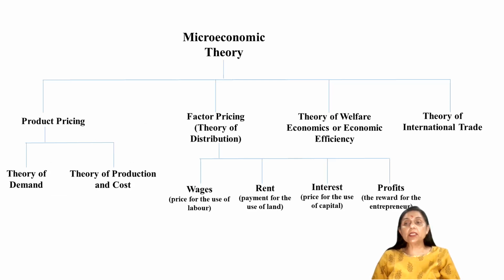When we talk about the various concepts of microeconomics, you can see here microeconomic theory covers product pricing, factor pricing, that means theory of distribution, theory of welfare economics or economic efficiency, and theory of international trade. Under product pricing, we will study theory of demand, theory of production and cost. Here we are going to study the Cobb-Douglas production function, short run production function, long run production function. All these theories we have to study here.